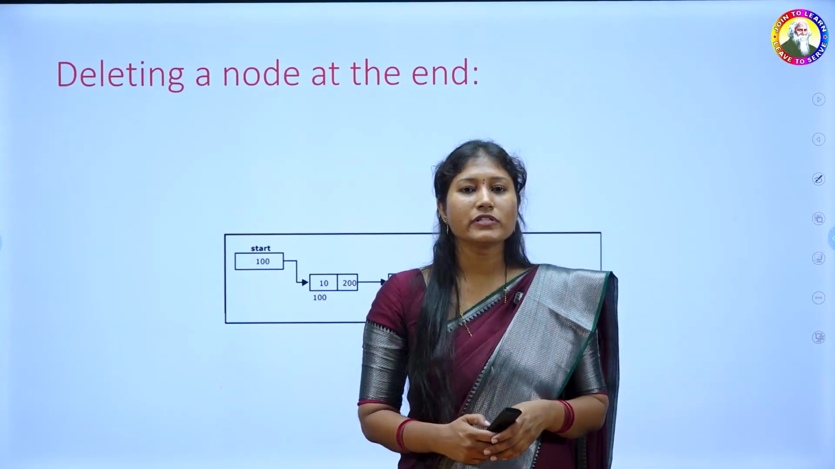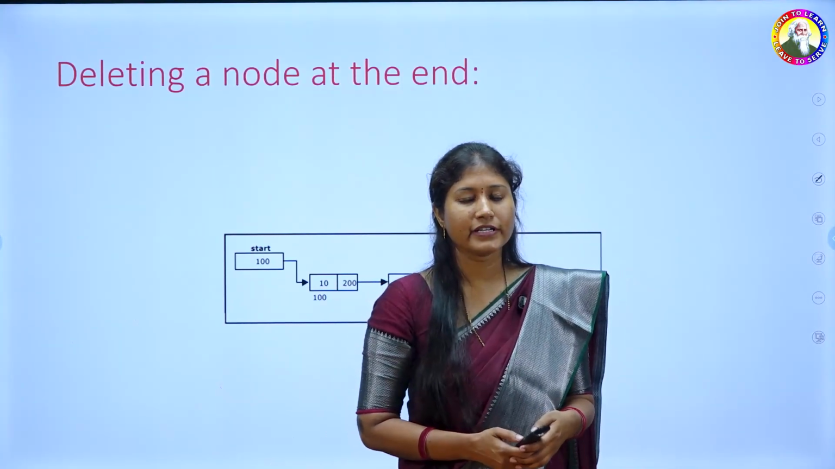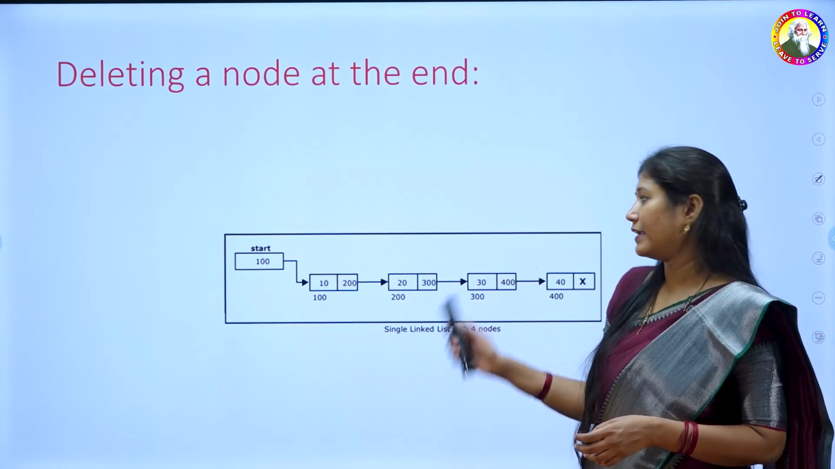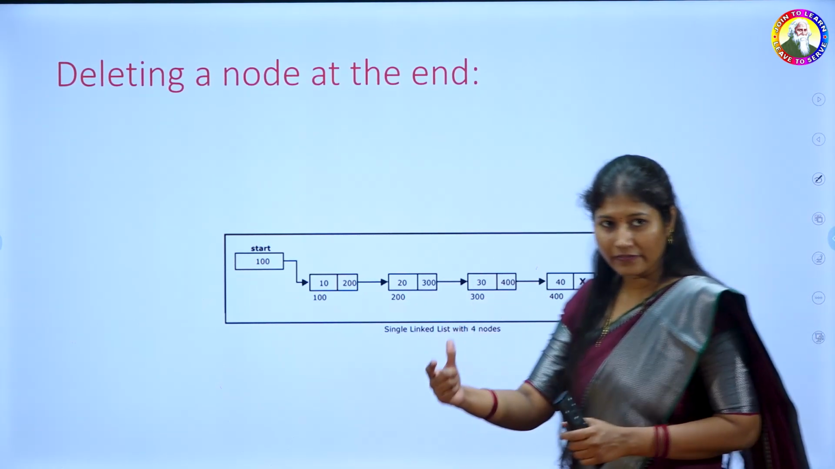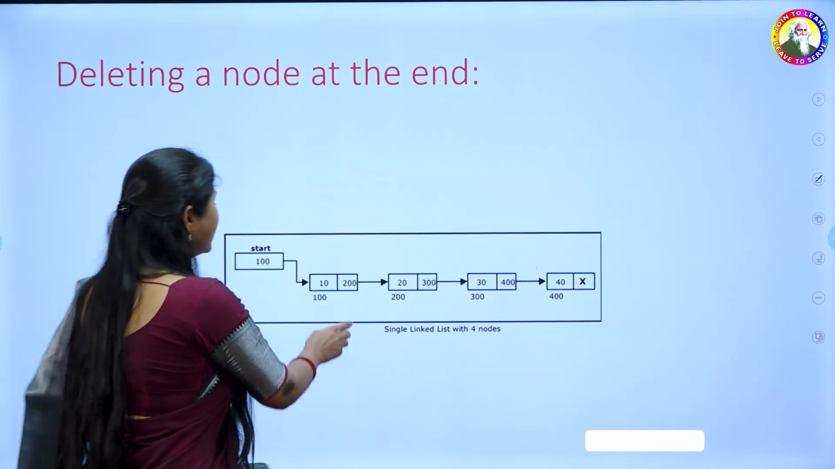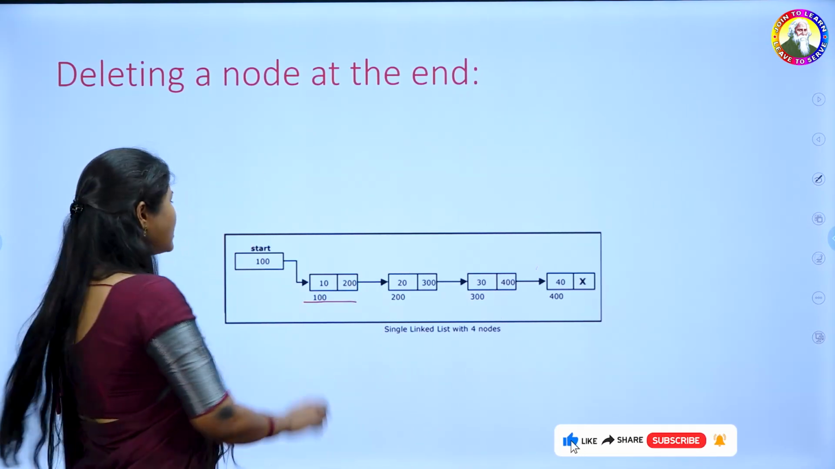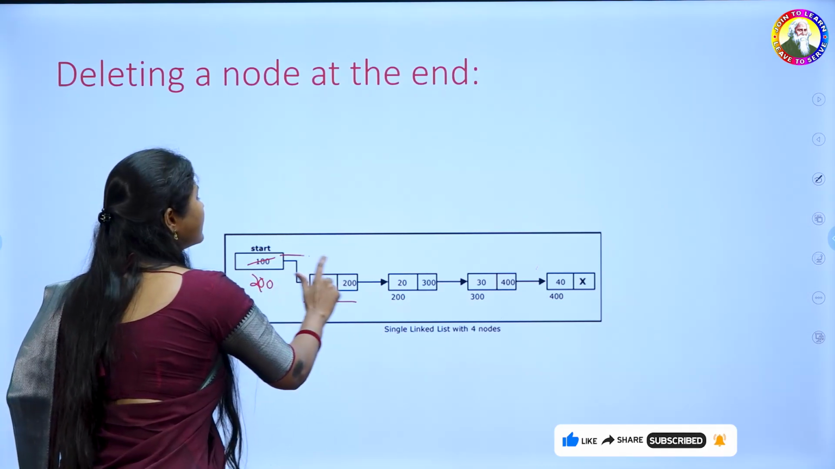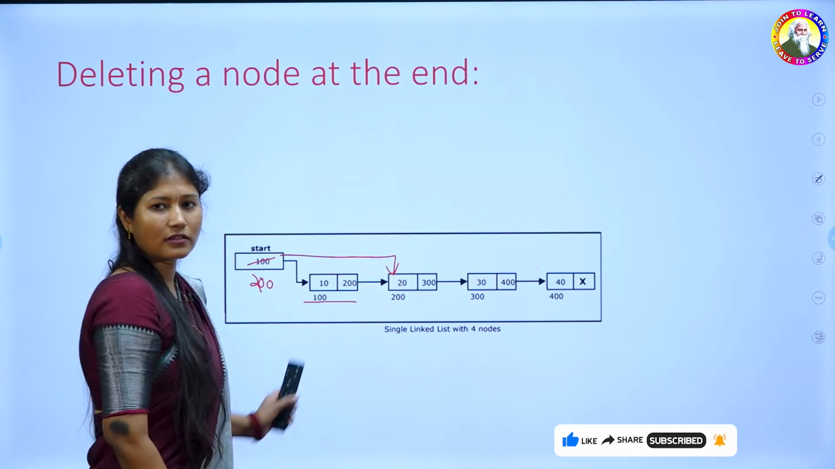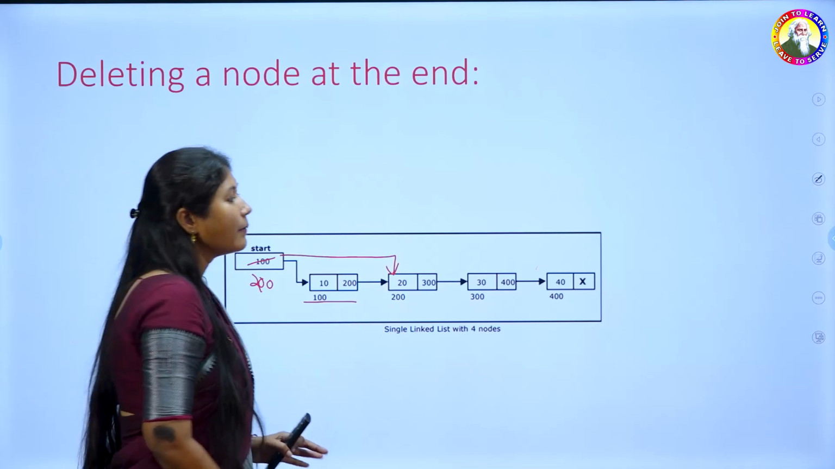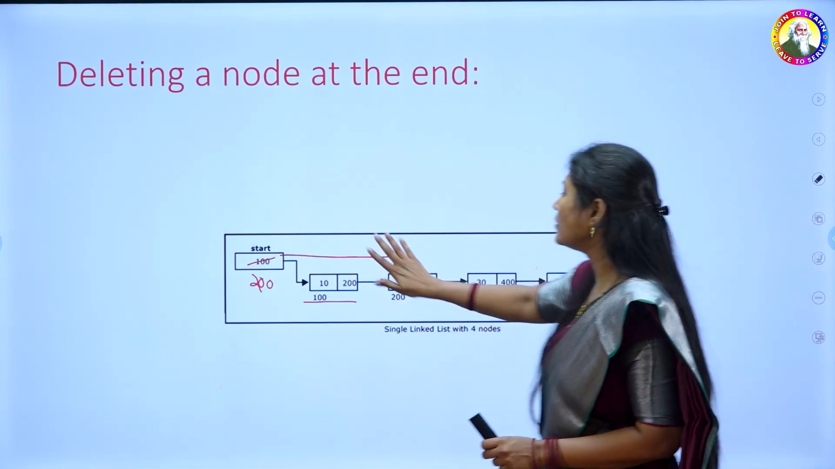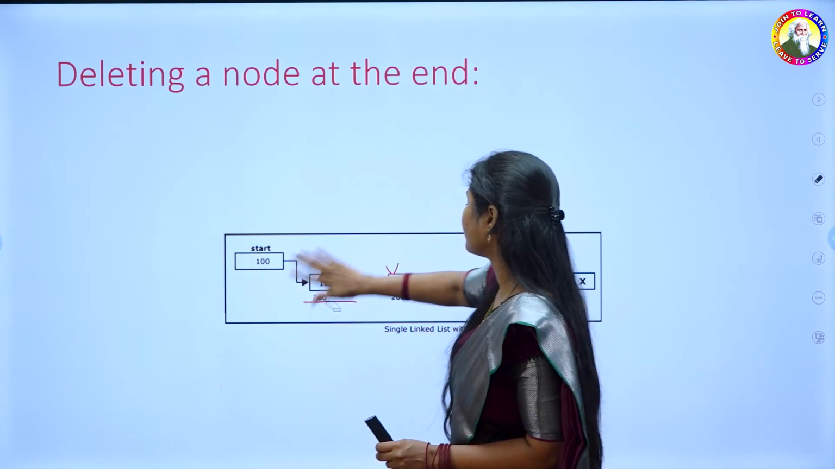Now we are going to see one more deletion operation in a different place, that is deleting a node at the end. In the previous one we have seen how to delete the first element just by replacing the start address with the start's next one. After that, start is going to point to this one. The task is completed, right? But here the case is different. What is the case now? I need to delete the last one.